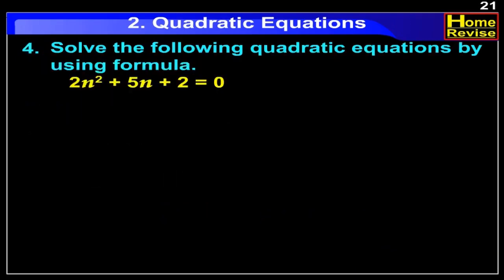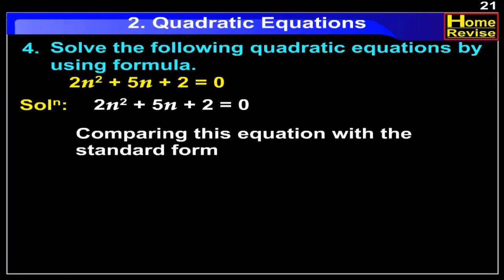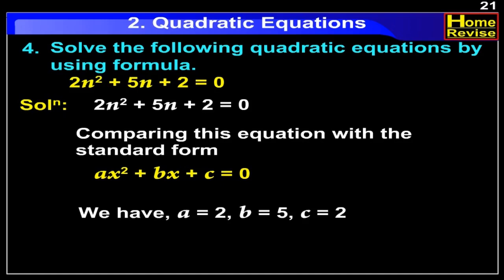2n² + 5n + 2 = 0. Solution. The given equation is 2n² + 5n + 2 = 0. Comparing this equation with the standard form ax² + bx + c = 0, we have a = 2, b = 5 and c = 2.